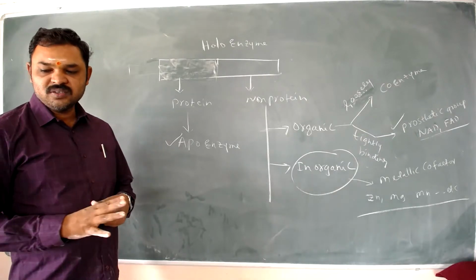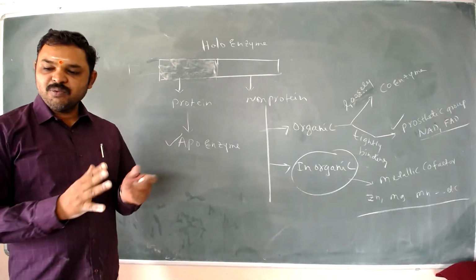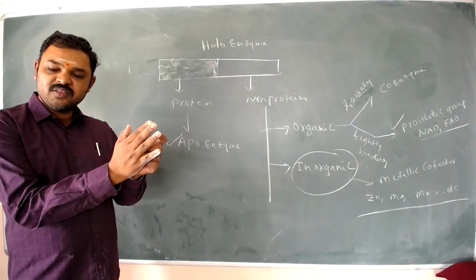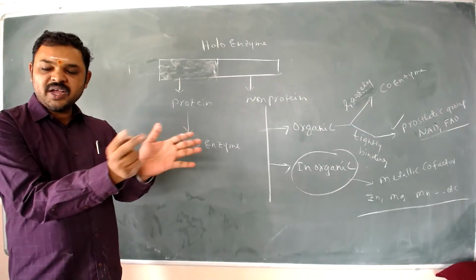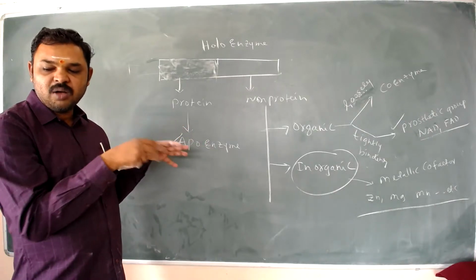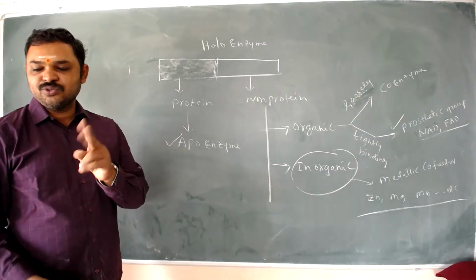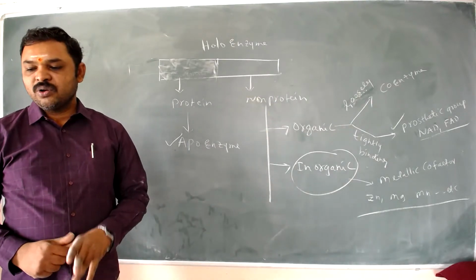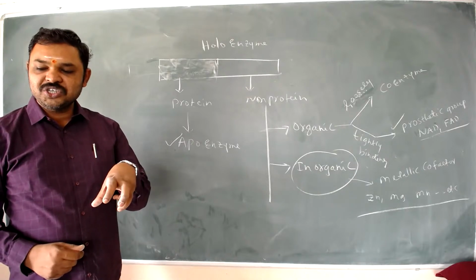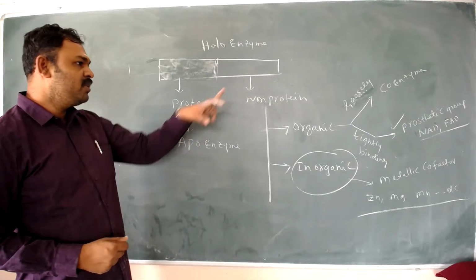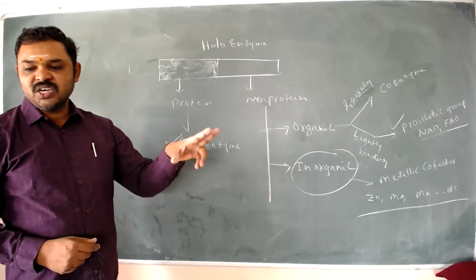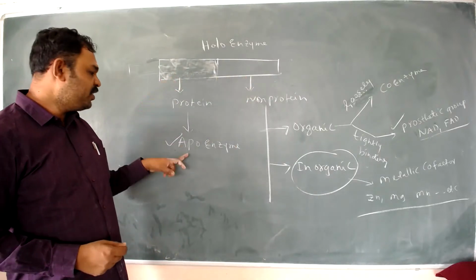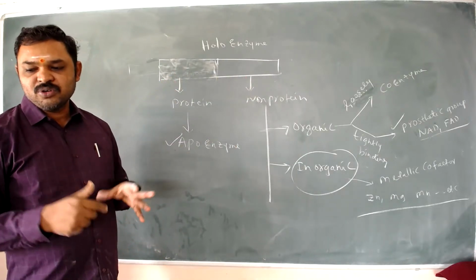In all our enzymes, protein parts and non-protein parts are there. The protein part is called the apoenzyme. The non-protein part may be organic or inorganic metals. Organic composition, according to binding with apoenzyme, is divided into two parts: coenzyme or prosthetic group. Coenzyme means organic composition loosely binding with apoenzyme. Prosthetic group means the organic composition in the holoenzyme tightly bound to apoenzyme.